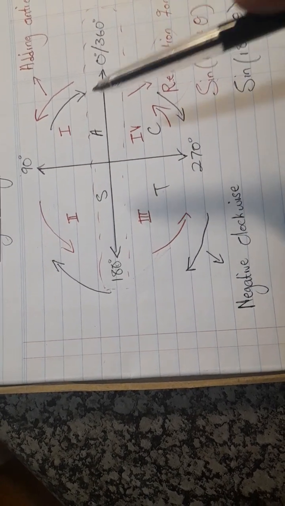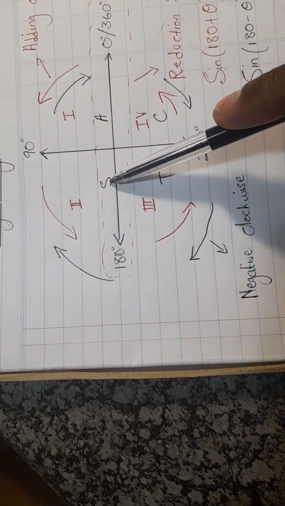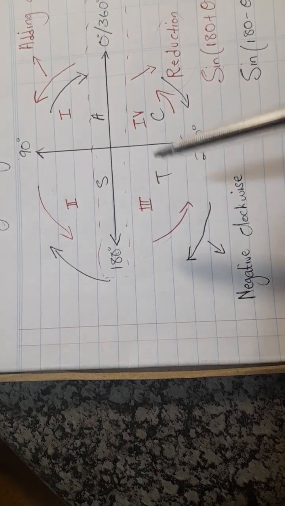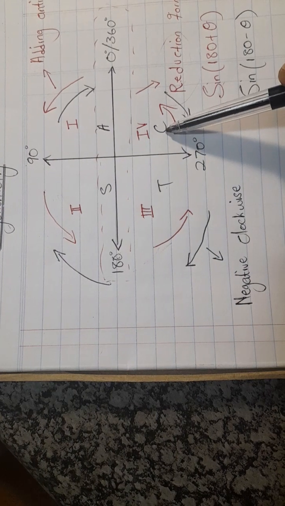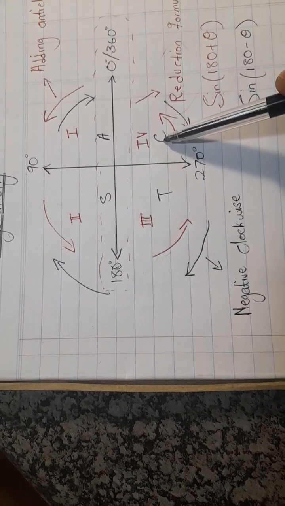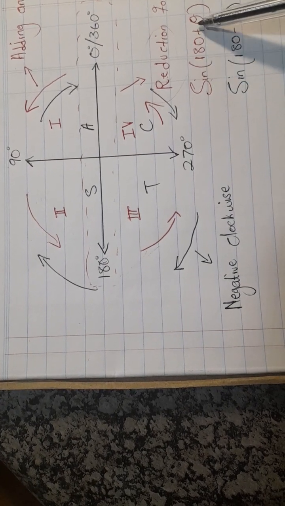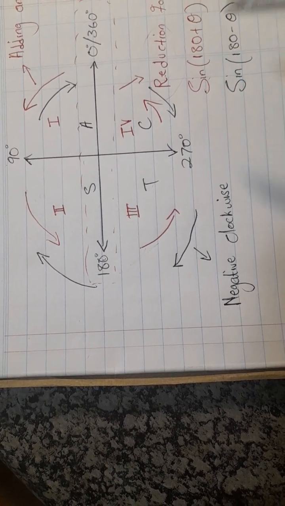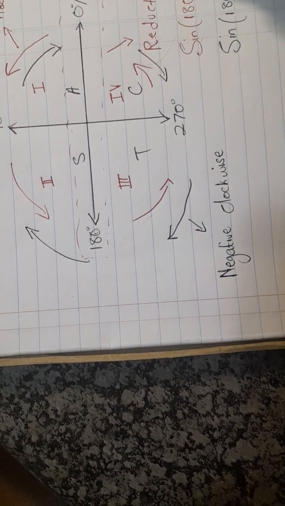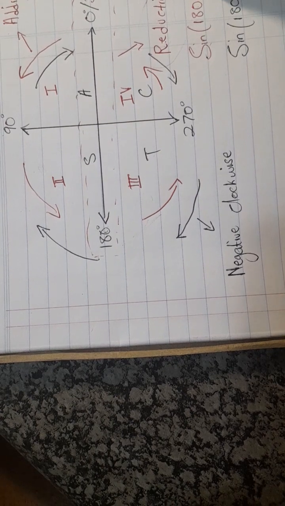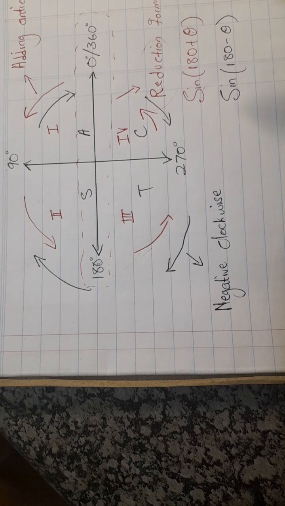So all trig ratios are positive in the first quadrant. Only sine is positive in a second quadrant. Only tan is positive in a third quadrant. Only cos is positive in a fourth quadrant. So let's go back to this question. Sine 180 plus theta. It takes us to where? To the third quadrant. Remember, theta is just a special angle, and a special angle cannot be above 90 degrees.